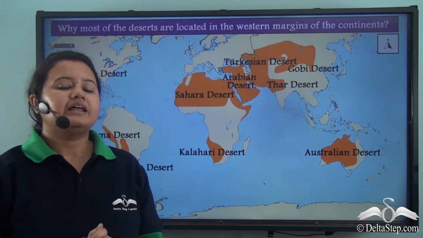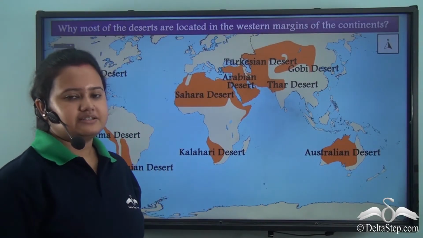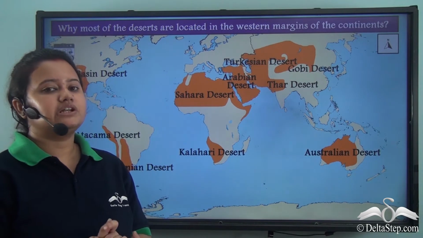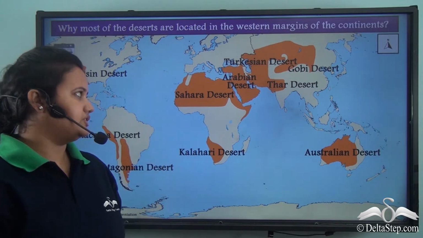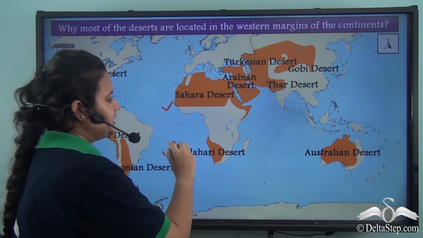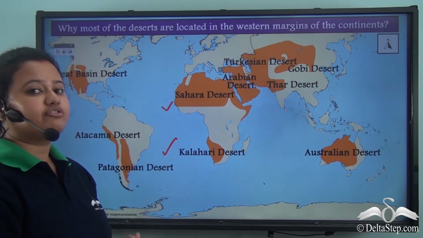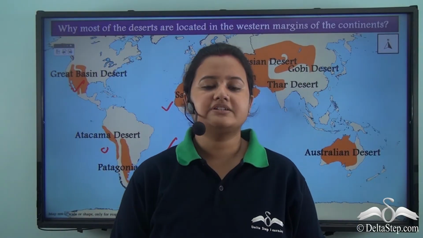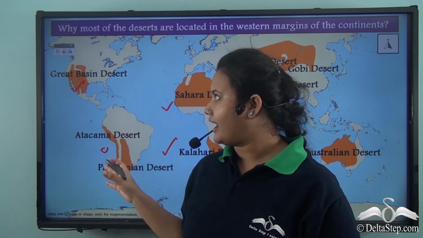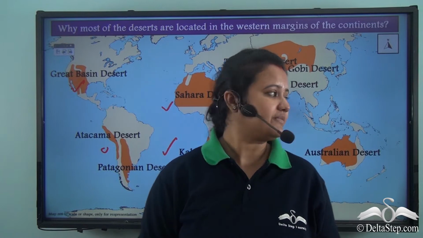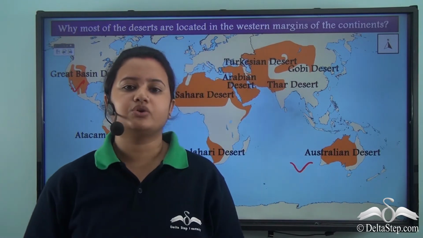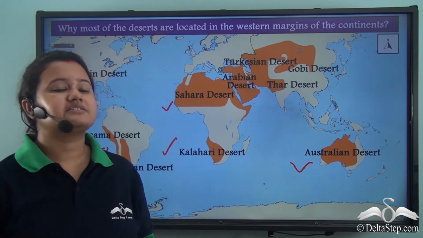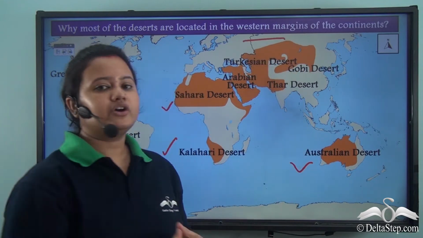Look at this wall map. This wall map shows the major deserts of the world. In this map, we can observe that the deserts are mostly located in the western margins of the continent. That is, Sahara Desert and Kalahari deserts are located in the western part of Africa. Again, Atacama Desert and Great Basins are located in the western part of South America and North America respectively. Similarly, Australian desert is also located in the western part of Australia. So we can see that most of the deserts are located in the western margins of the continent.